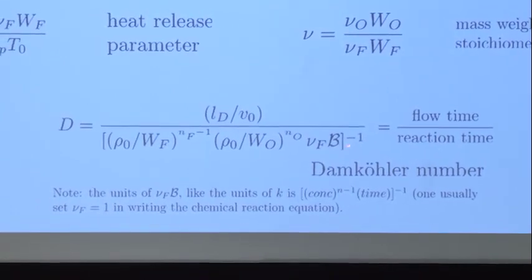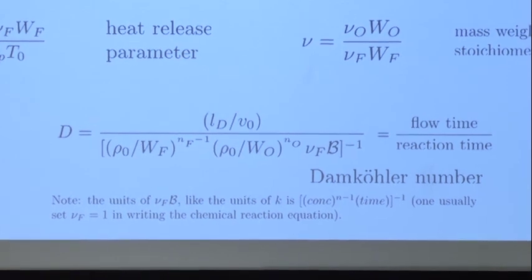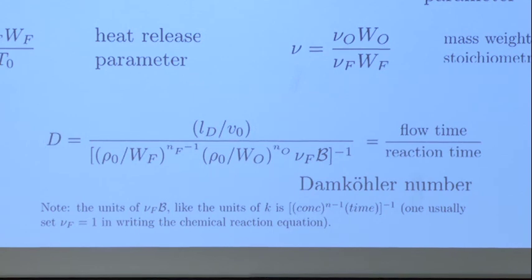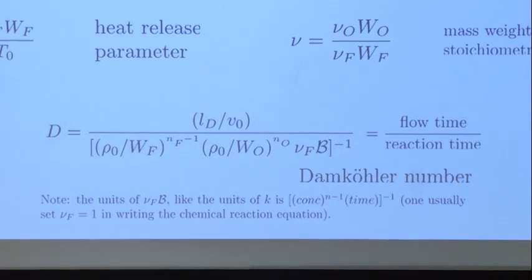In the denominator, I have the reciprocal of B, and B is essentially the reaction rate constant, which is the reciprocal of time, right? And so B to the minus 1 is a time, but this is related to the chemistry, to the chemical reaction time. So the Damkohler number is essentially the ratio of flow time to reaction time. The rest here are just the details, but nothing else, okay? So these are the dimensionless parameters in this equation.